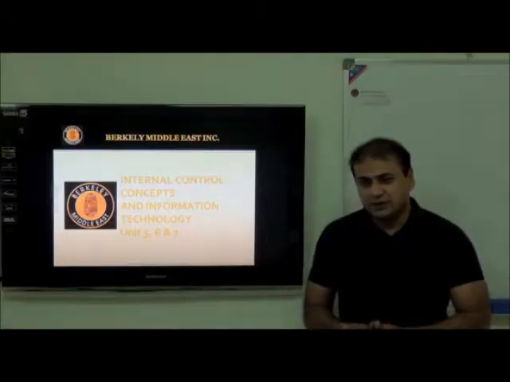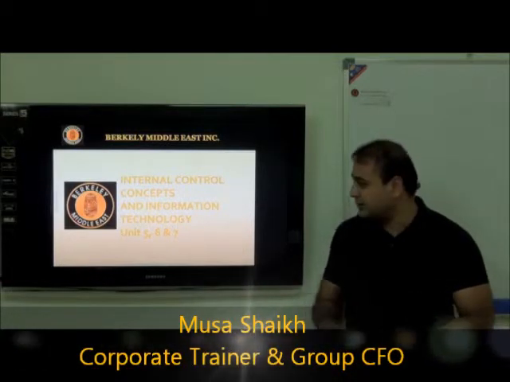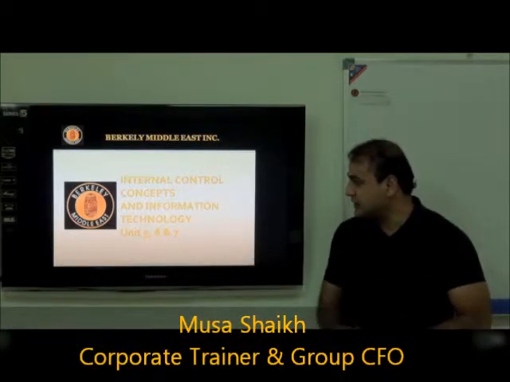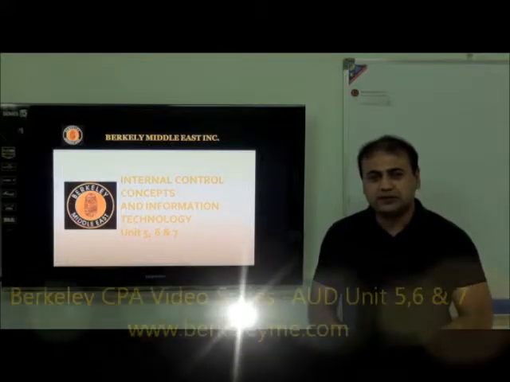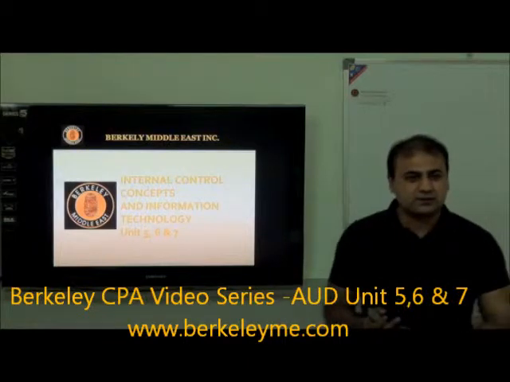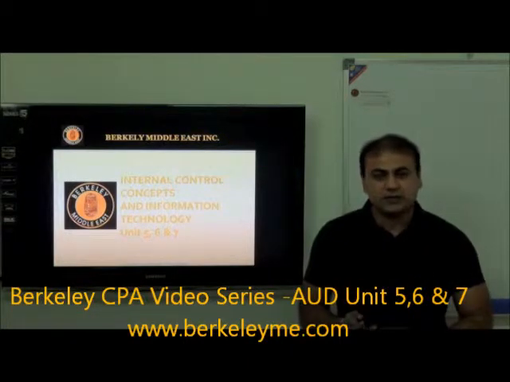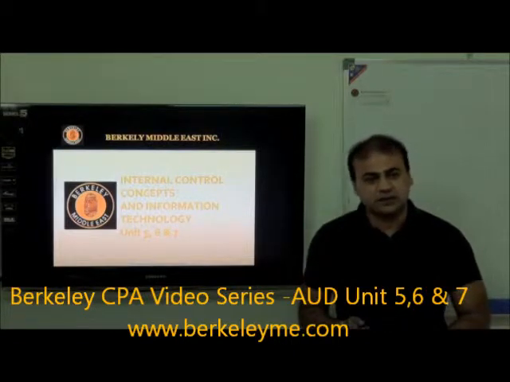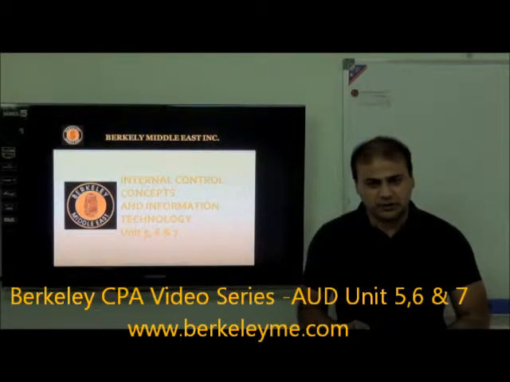Today we are going to start Unit 5, 6 and 7. The unit names are Internal Control Concepts and Information Technology. Broadly, we are going to discuss today what internal control is and how it is useful for an external auditor so he can have a test of internal control. If the internal controls are effective, it will be easier for the external auditor.